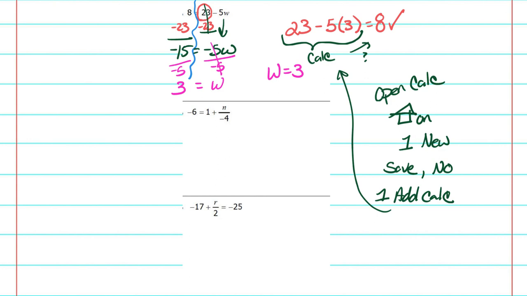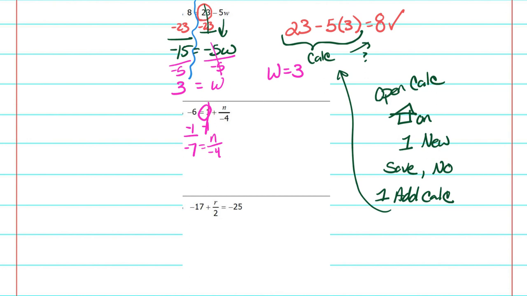Next problem. If I have negative 6 equals 1 plus n divided by negative 4. Well, let's start with the easy stuff first. The easy stuff is I have a 1 here. It's a plus. Okay, it's positive 1. So to get rid of it, I'm just going to subtract 1 from both sides. Subtract 1 from both sides. That's going to cancel out. Negative 6 minus 1 is negative 7. Okay, I'm going to go ahead and say that equals n over negative 4.